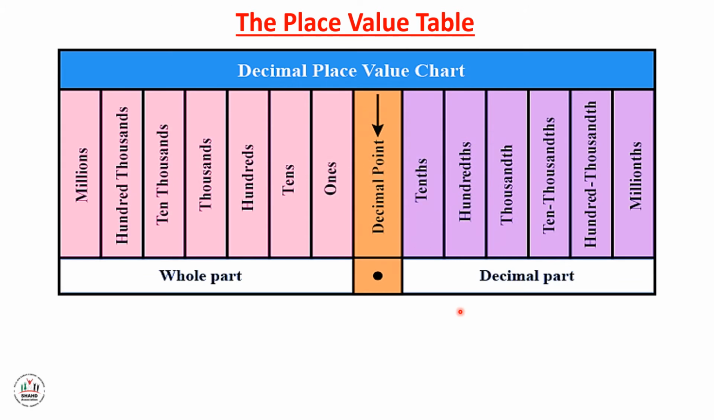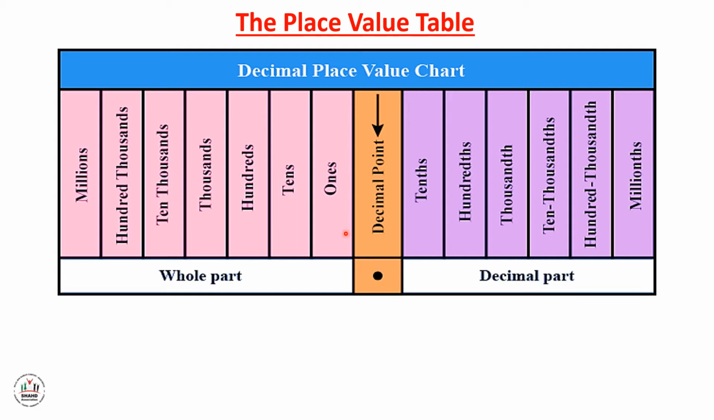So as we have seen in the Engage and Explore section, any decimal number consists of two main parts, the whole part and the decimal part. The whole part comes before the decimal point, and the decimal part, or the fractional part, comes after the decimal point. We should look here at the decimal place value chart or table.